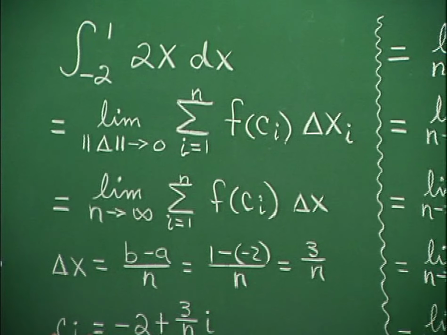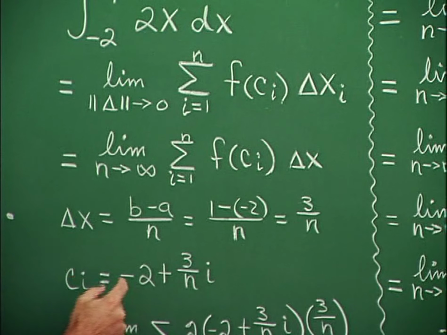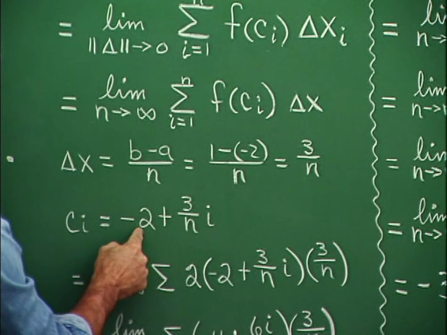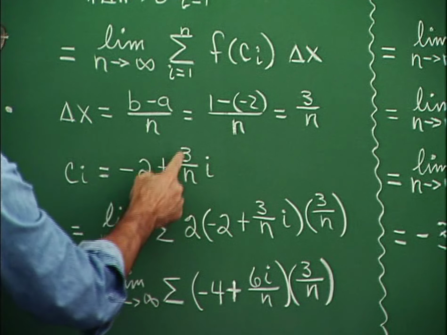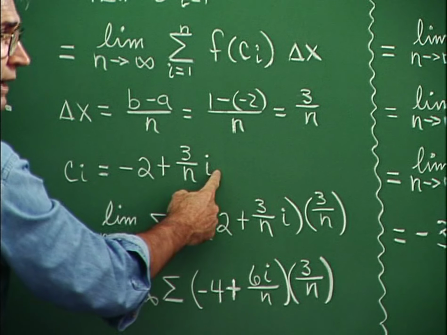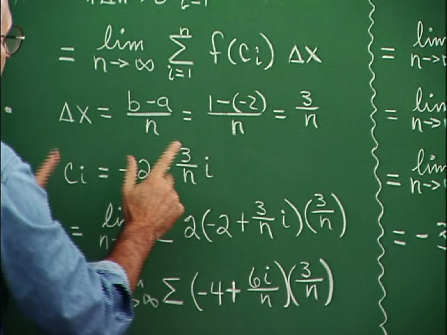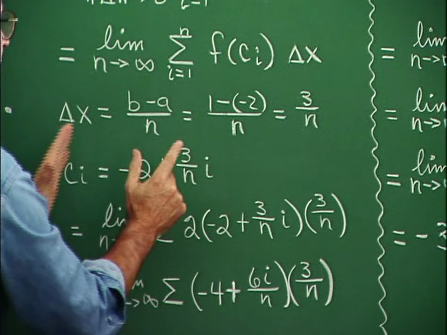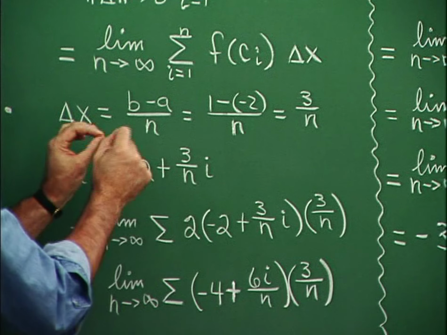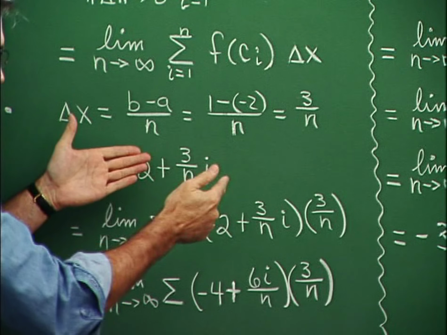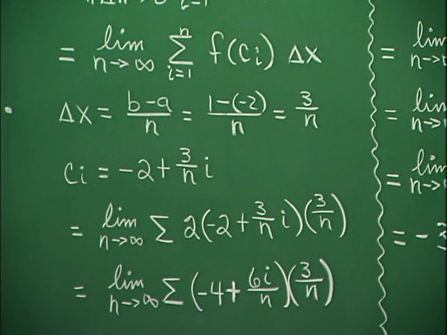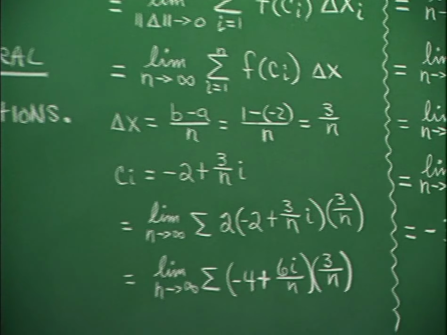All right, the c subscript i we're going to designate as negative 2, the left end of our interval, plus 3 over n times our counting mechanism. Now, let's understand what this means and how this counts and where that c sub i value is going to fall for each interval. I think we've alluded to this before, but I want to make sure we understand it.